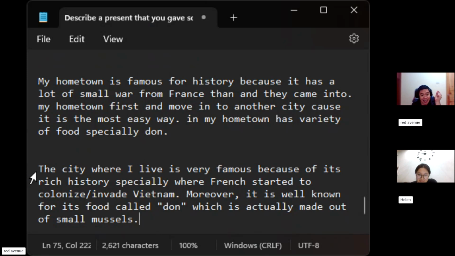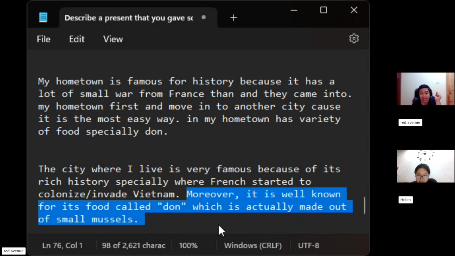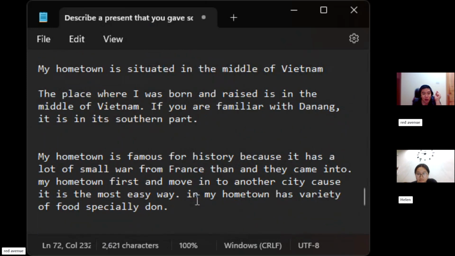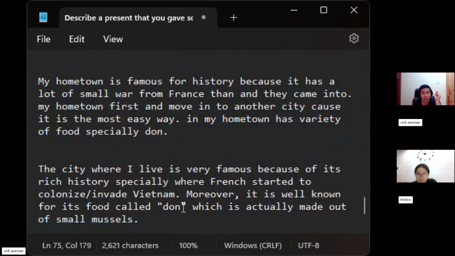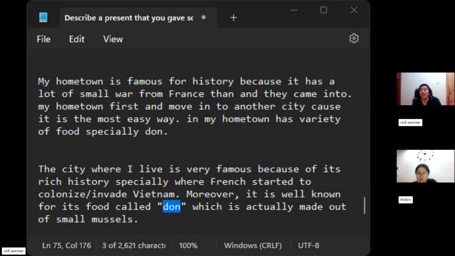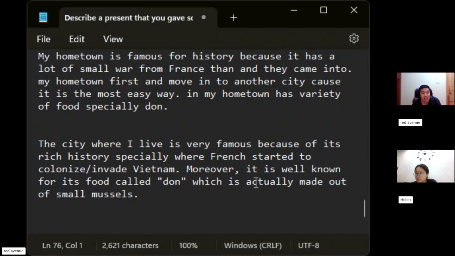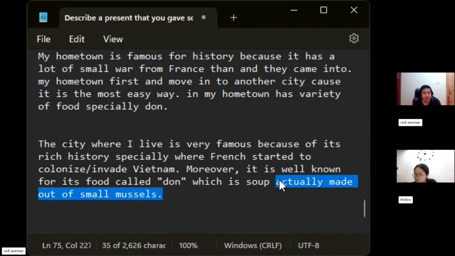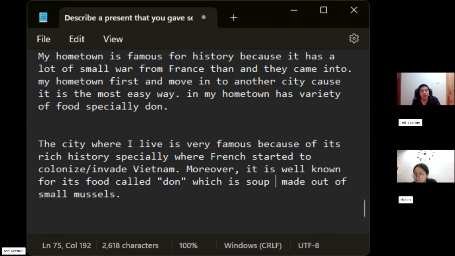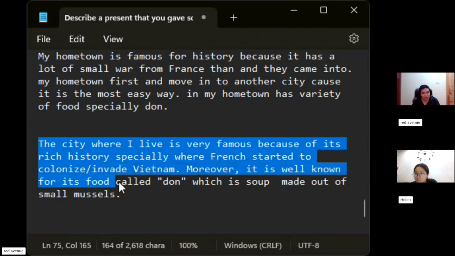Because in your answer, you have also different kinds of food, but you mentioned the food zon. Of course, not all people, especially your examiner, will know what is zon, right? Therefore, you have to describe what is zon. So give it like made out of. It's actually a soup, right? Which is soup made out of mussels.